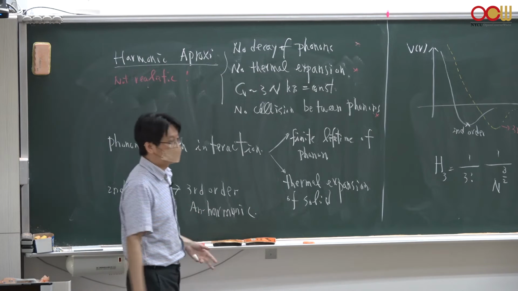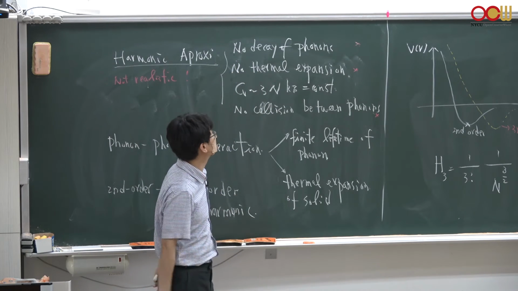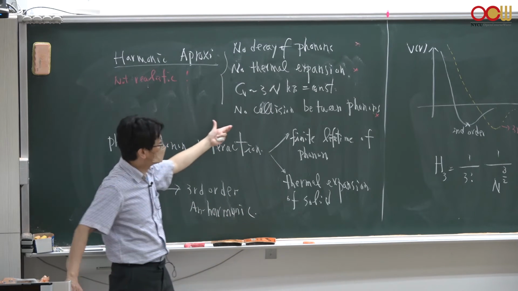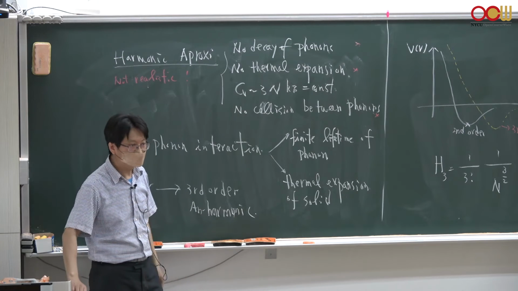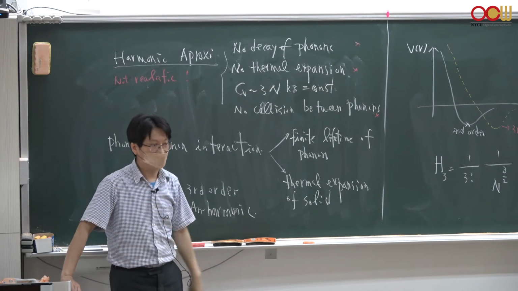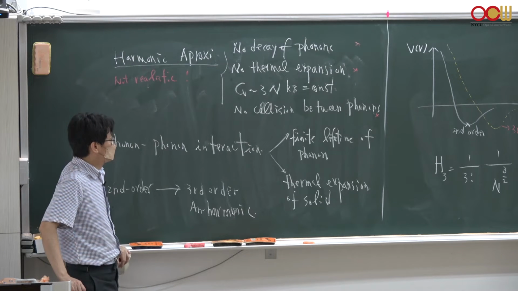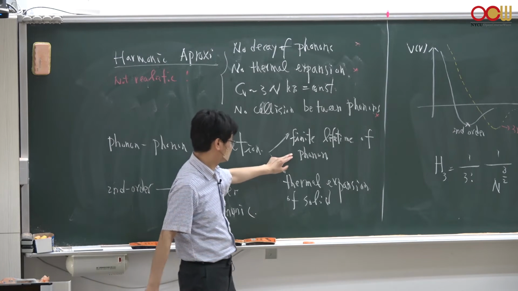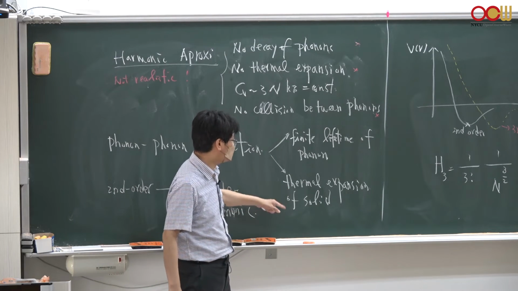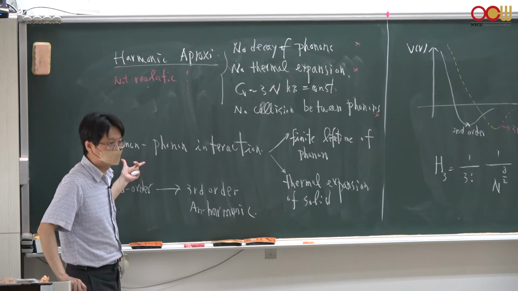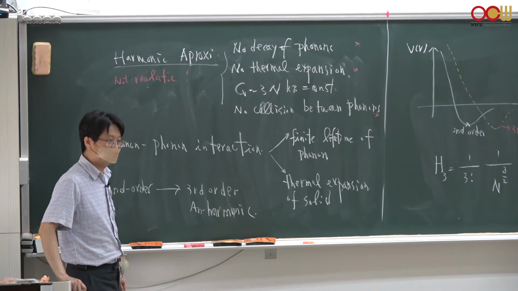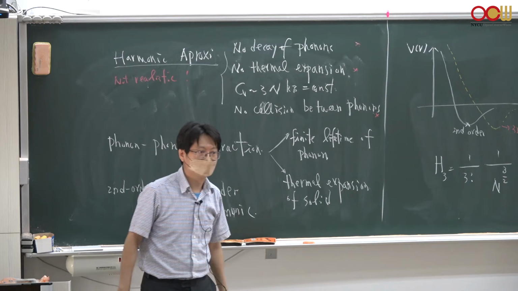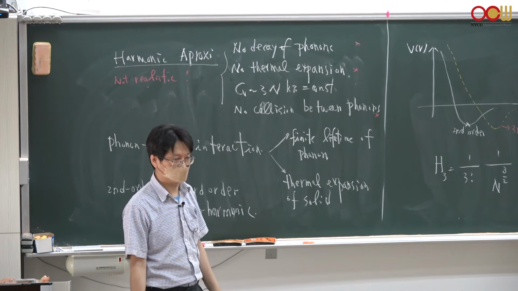Because we know that phonons interact with each other, and we know that in solids we have thermal expansion. We know that phonons can collide with each other and interact with all the other atoms and also phonons, so that we have a finite lifetime of phonons. And we could explain the thermal expansion of solids because of the phonon-phonon interaction. It's just that the harmonic approximation cannot capture that coupling between phonons.